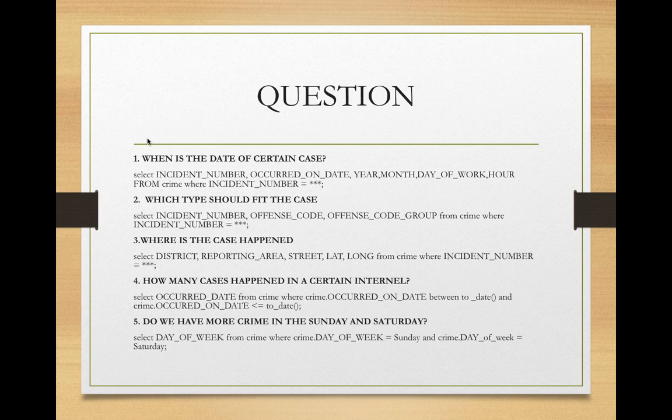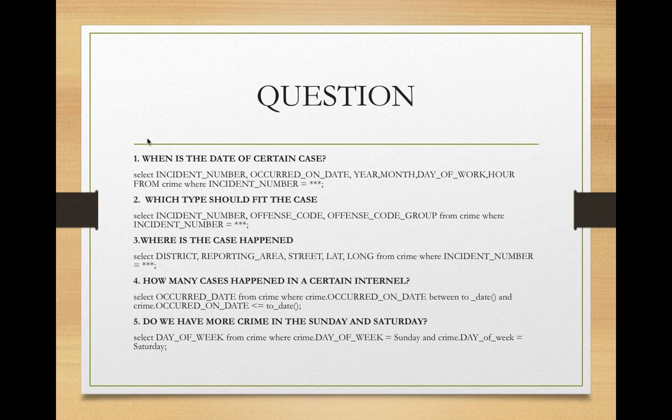So our third question is, where did the case happen? That is the location of our case, so we just select district, reporting area, street, lat, long from crime where incident number equals, the same as the first and second. You can select the crime which you are interested in.